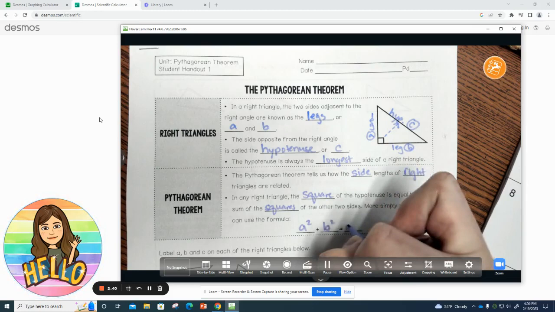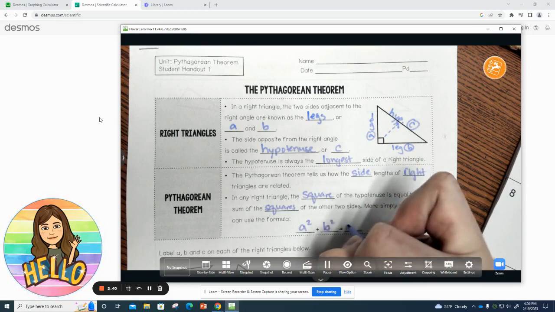So when I'm rewriting this now, I'm going to have 5 squared plus B squared, because I don't know what B is, equals 13 squared. Now, 5 times 5 is 25. Don't know what B squared is, so I'm just going to bring that down. 13 squared is 169. And now I'm going to have to balance this out like we would a regular equation where we do our inverse operations.